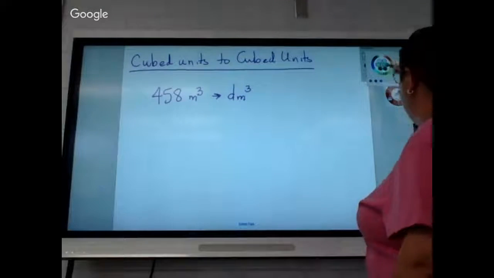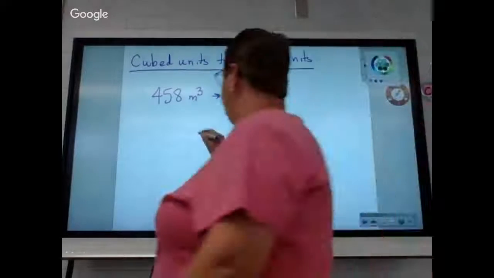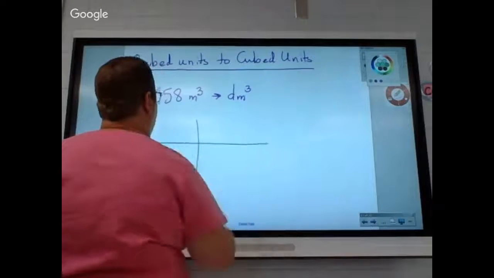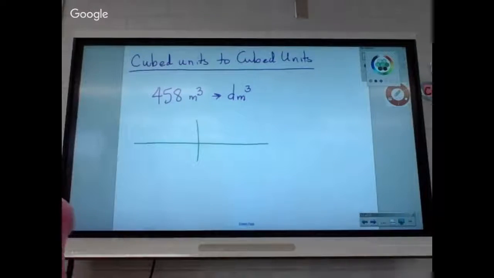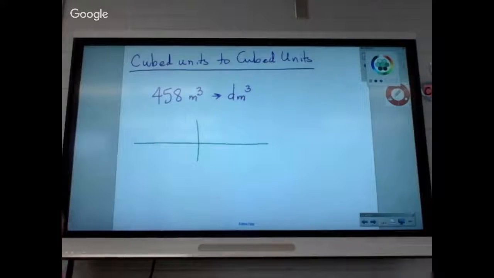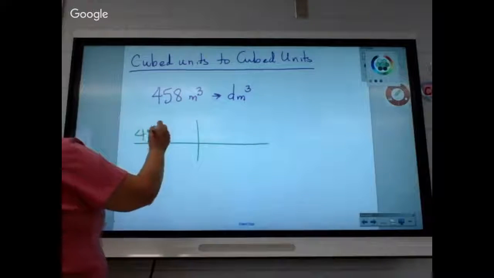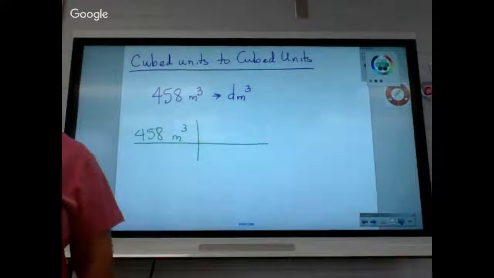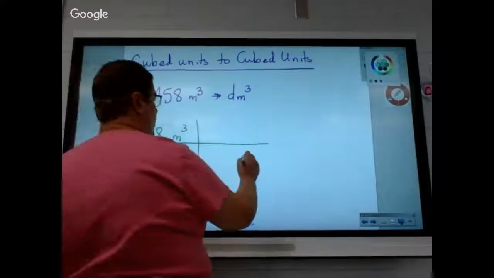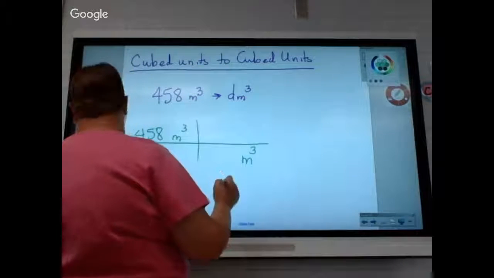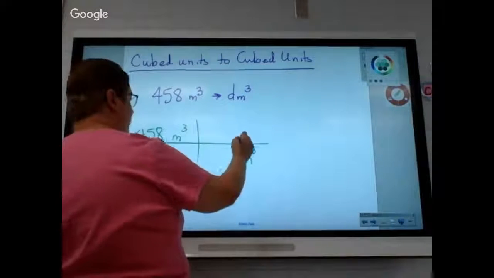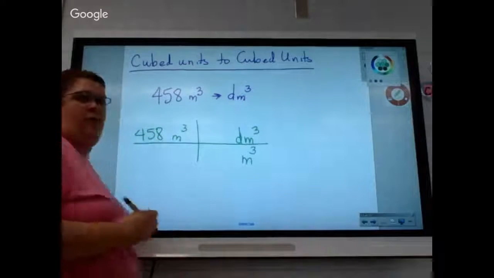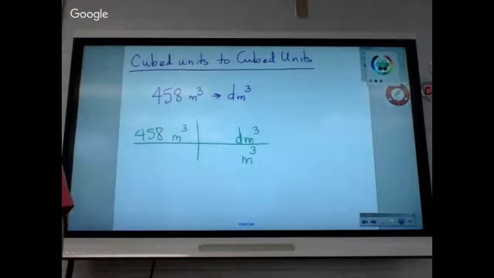So, what do we need to do first? Draw the chart. All right. What do I do next? Okay, 458 meters cubed goes first. All right, what do I do next? Okay, next. All right, dm cubed out here. All right, what do I put next? All right, which one's bigger? The meter or the decimeter?